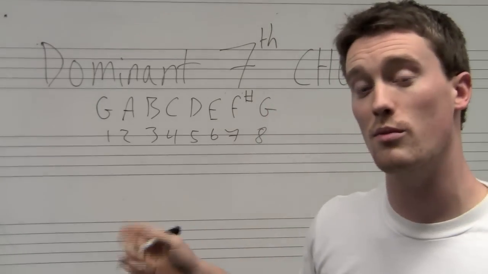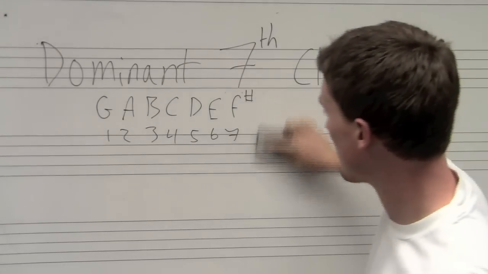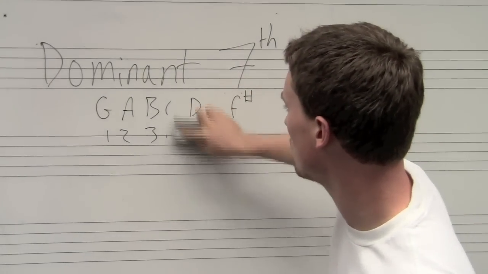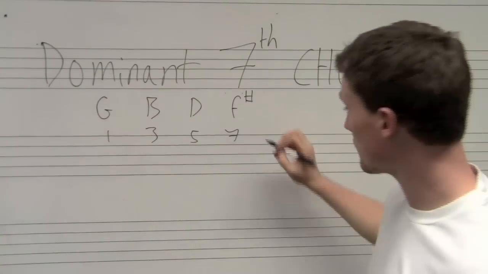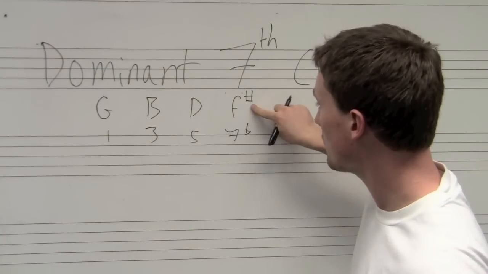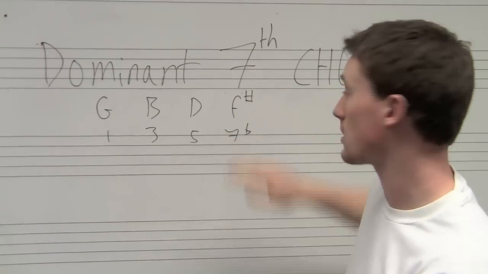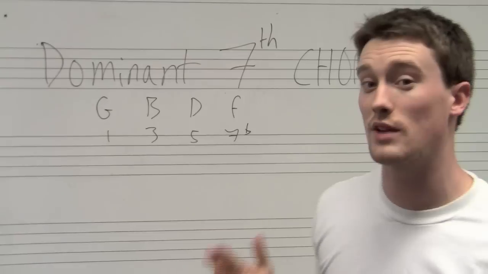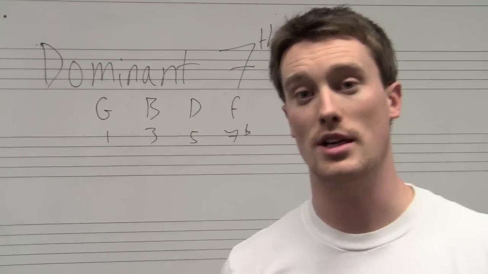Okay, and now remember what we want. We want 1, 3, 5, flat 7. Get rid of the other ones, the 8, the 6, the 4, the 2. Flatten the 7th, yeah? And then, because it's F sharp, you just take it back a fret or a semitone from F sharp to F. So you're still flattening it. So right there, G, B, D, and F, they're all the notes in the G dominant 7th.